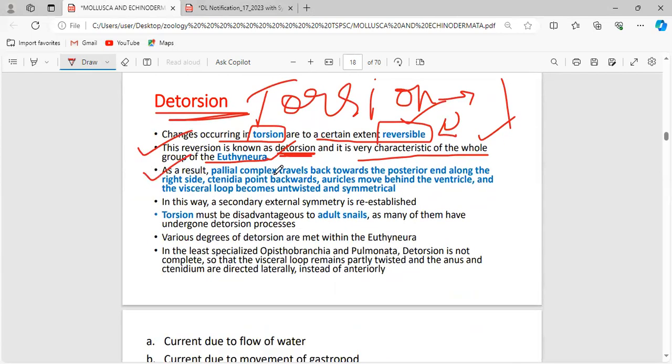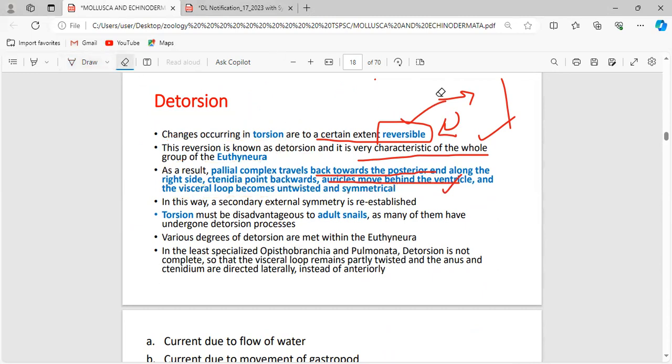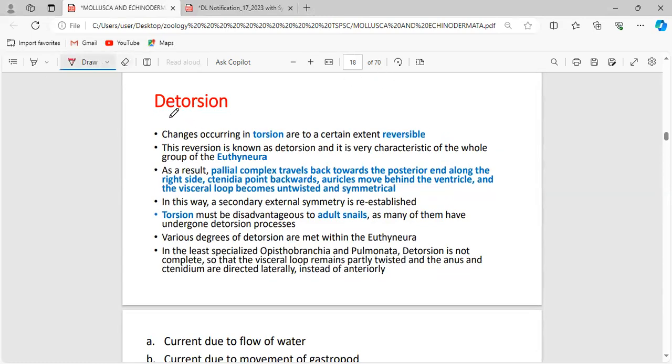And as a result, the pallial complex travels back towards the posterior, and along with it the right side again. Ctenidia point backwards, and auricles reach behind the ventricles, and visceral lobes become untwisted and symmetrical. Now, again, the animals will attain the symmetrical nature. What are all the processes we have described in torsion? Everything will be reversed. That is said to be detorsion.